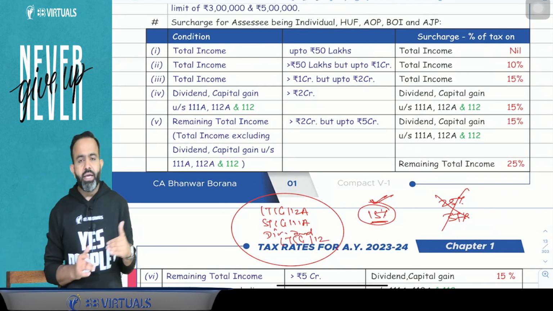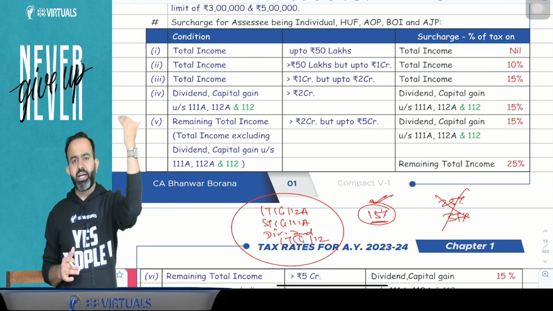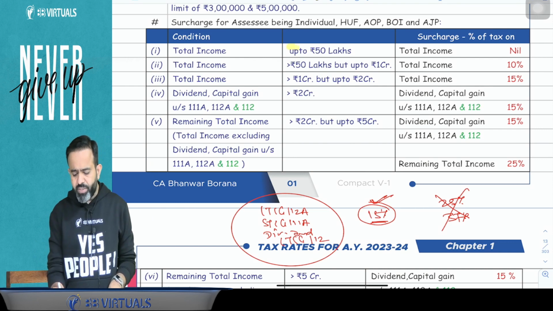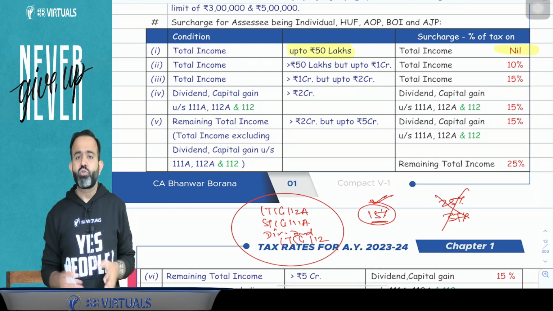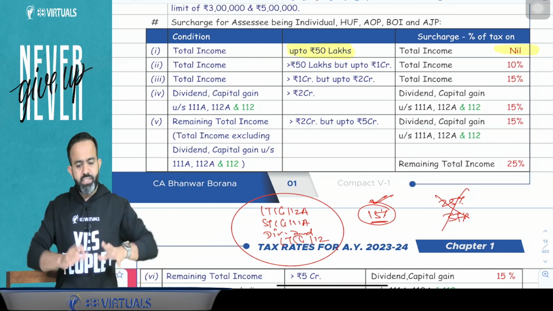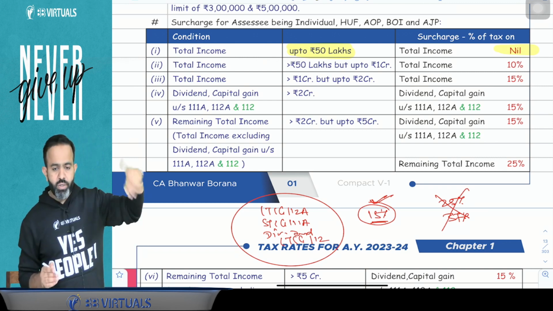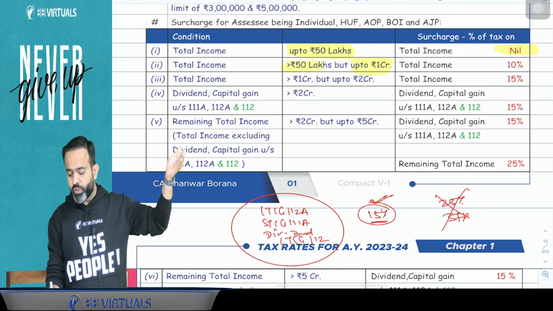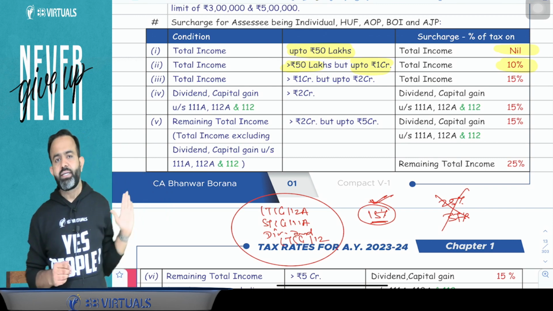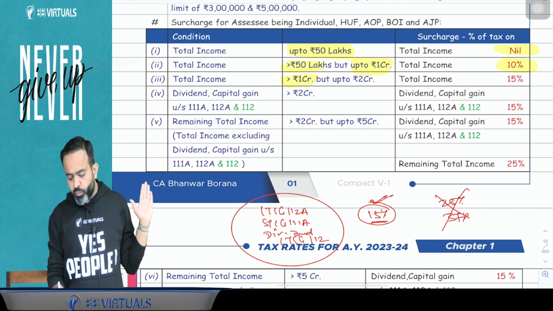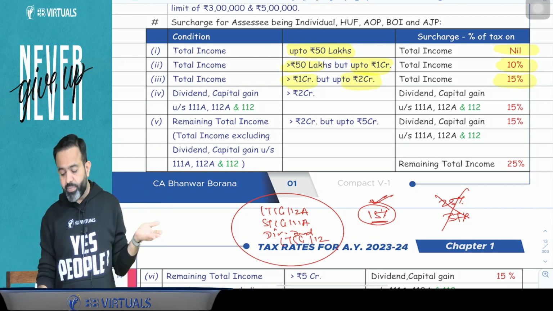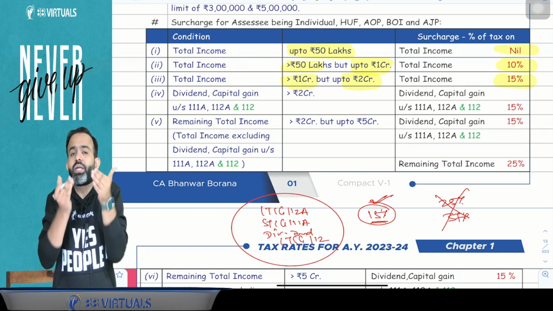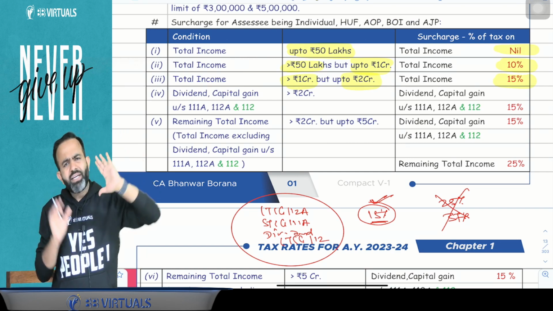Or in simple language, I have mentioned here, all people pay attention, just try to understand. In case of individual, HUF, AOP, BOI, artificial juridical person, if your total income is up to 50 lakh, then obviously there is no surcharge. If your total income is more than 50 lakh up to 1 crore, then surcharge is applicable at the rate of 10%. If your total income is more than 1 crore up to 2 crore, surcharge is applicable at the rate of 15%.